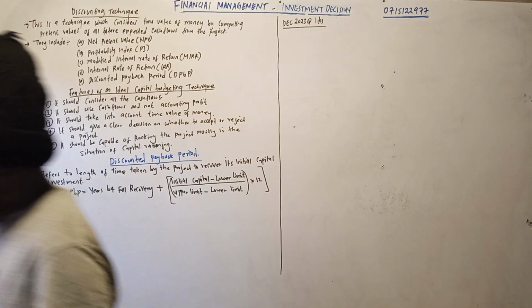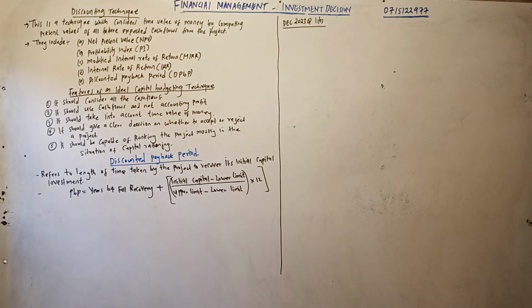December 2023. Question number 1B. Let me read the question. Mapema Ltd is considering investing in one of the mutually exclusive projects. The relevant cash flow for each project are as below. So we have the information there.